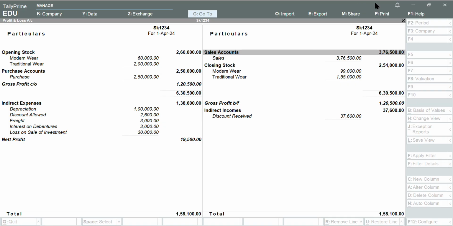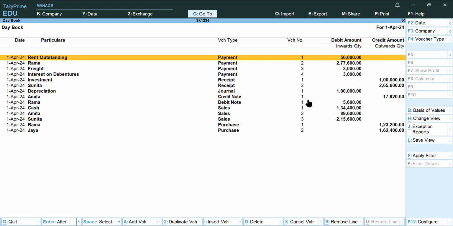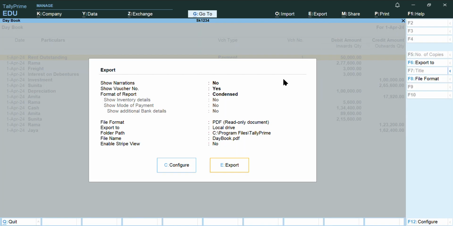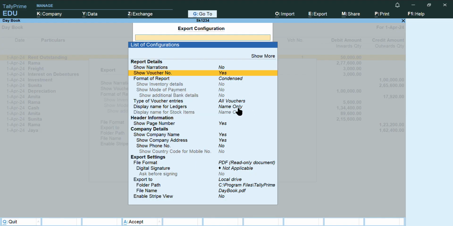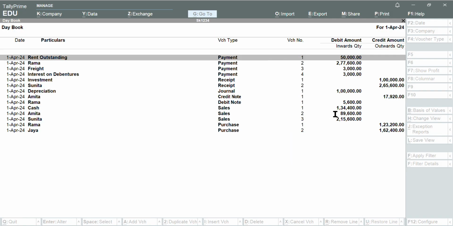Then you can have, say, the daybook if you want. This is your daybook. Now if you want to export it, let us see. Yes, everything. Now the format of report is condensed, but you want it detailed. As I told you, you can do this here in this sheet also. Now enter on this and it comes detailed. So the rest is all fine. Export it. All right.